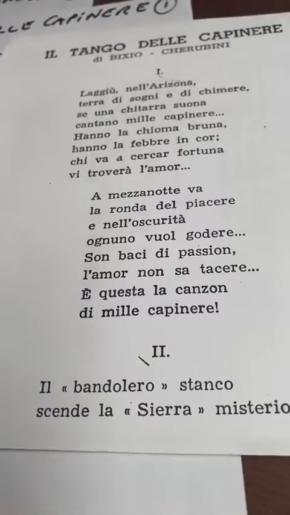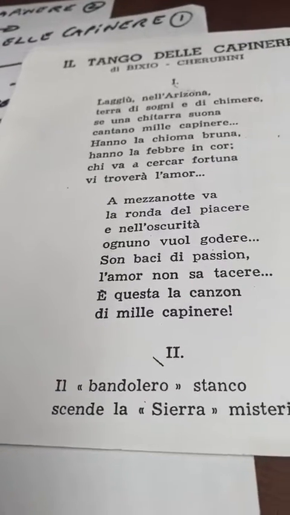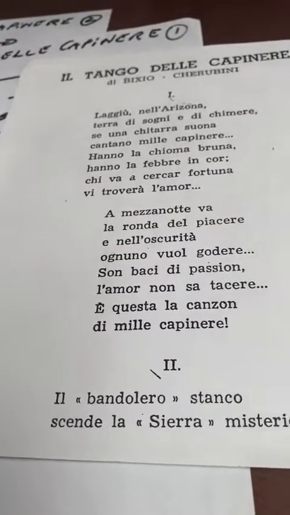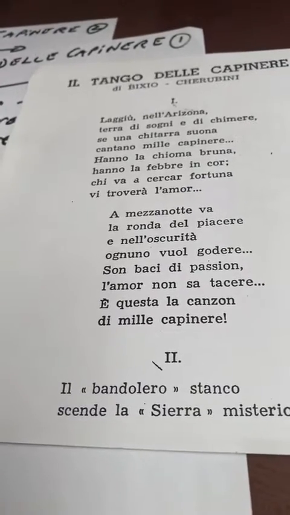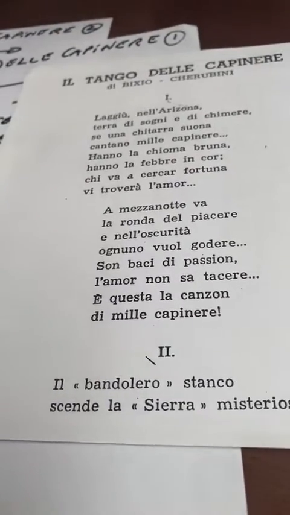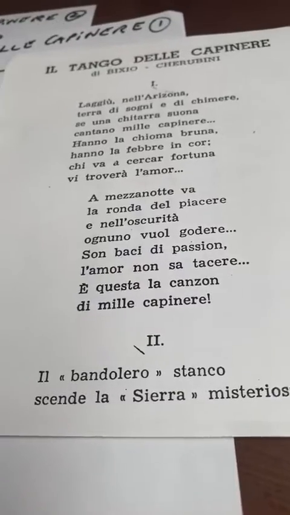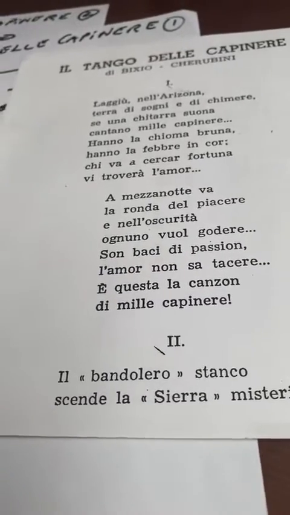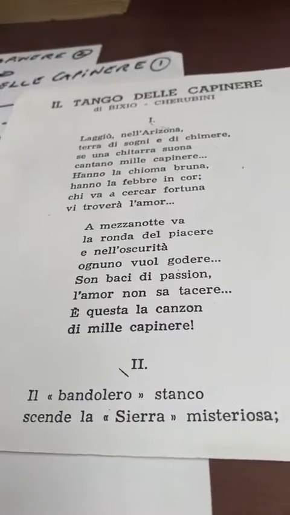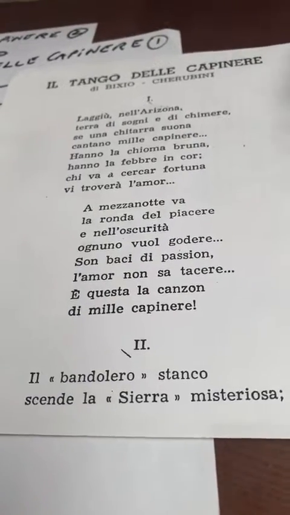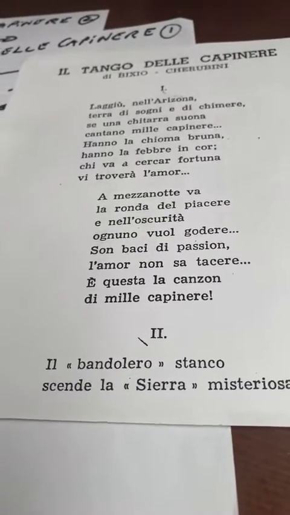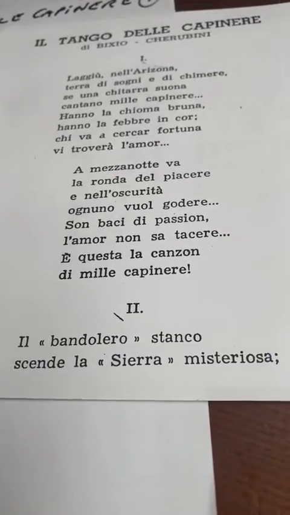"Son baci di passione," the kisses of passion. "L'amor non sa tacere," and then they make all those noises. "E questa è la canzone," and that is the song of the 1,000 capinere, of the blackbirds or the black-haired women. So, how many people analyze this? This is called in French explication de texte. You explain the text.